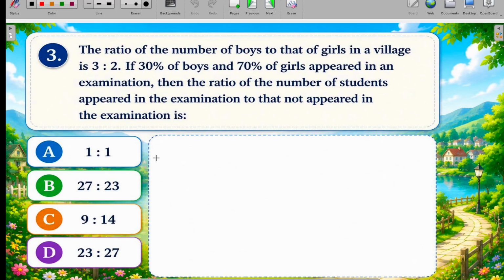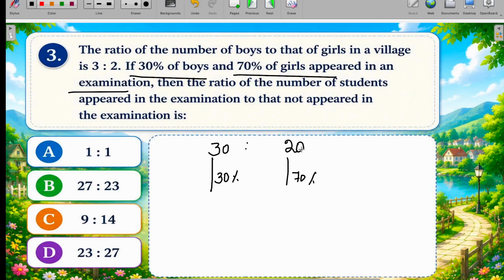Okay, so next question. The ratio of boys and girls in a village is 3 is to 2. Boys are 3x, girls are 2x. 30 percent of the boys and 70 percent of the girls appeared in the examination. So let's assume 30 and 20. Why am I assuming 30 and 20? You can take 300 and 200 also. For percentage calculation, if I have minimum two numbers, the calculation will be easy. That's why I'm assuming 30 and 20. You can assume 300 and 200 also, no problem.